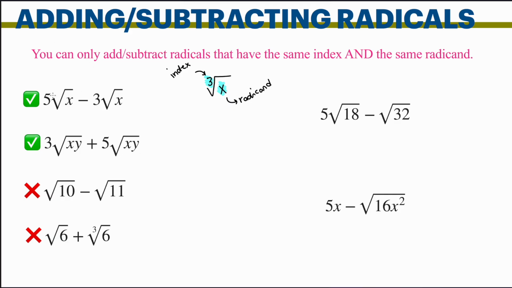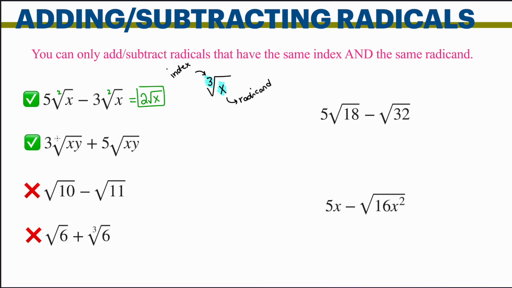So for example, 5 square root of x minus 3 square root of x, you can add those together, or in this case subtract, because they're both considered square roots and the radicands are the same, which is the x. So since you both have square roots and the radicand is the same, then you can add and subtract. So 5 minus 3 will give you 2 square roots of x.